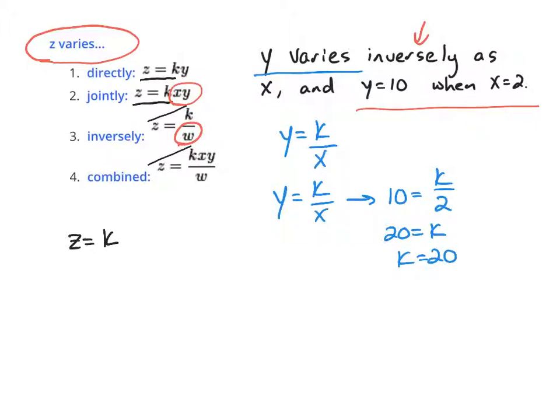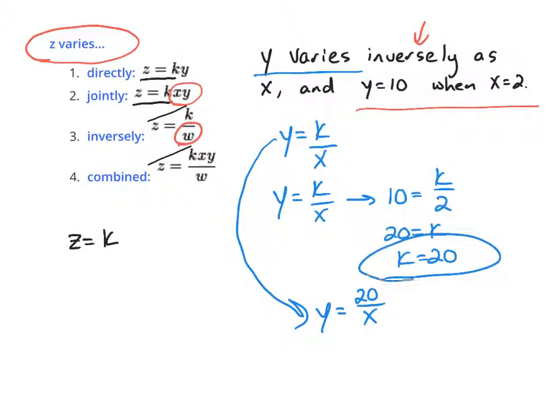So now I have my inverse variation equation, and I'm going to bring this equation down here: y is equal to, instead of writing k, I know what k is now, so 20 over x. So my constant of variation is 20, and my inverse variation equation is y equals 20 divided by x.